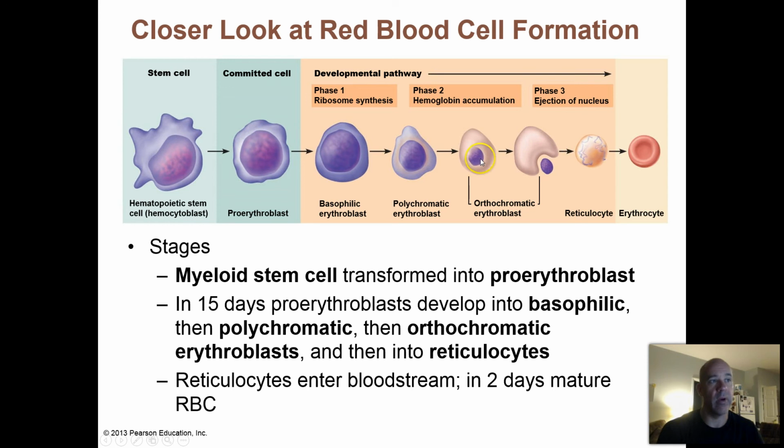And notice here toward the end of the pathway, the cell, this orthochromatic erythroblast, punts out the nucleus. Remember, we said red blood cells don't have a nucleus inside them. And then they become these cells called reticulocytes, which still don't quite look like red blood cells, but these are the ones that enter the bloodstream over here. And then after about 2 days, they become the little biconcave, hemoglobin-filled discs that we call erythrocytes.